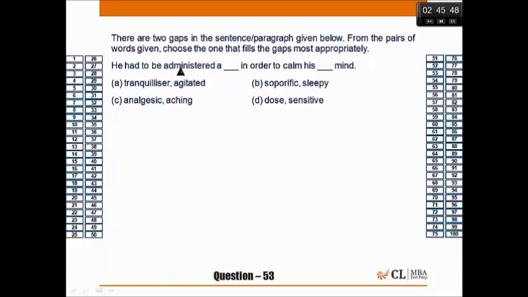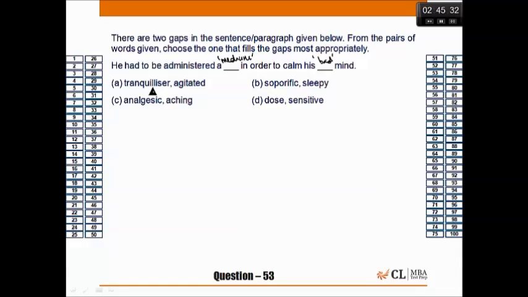He had been administered a blank in order to calm his blank mind. Administered some sort of a medicine, probably. Okay, that's what I'm guessing. In order to what mind? Bad something. Some word that says bad mind. Okay. A tranquilizer for an agitated mind.